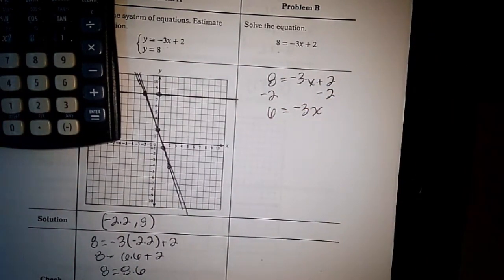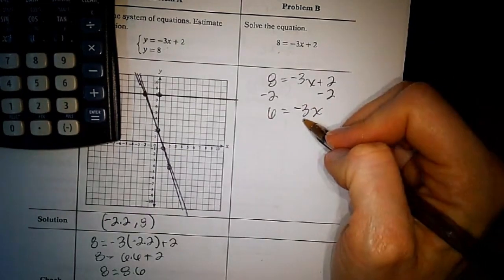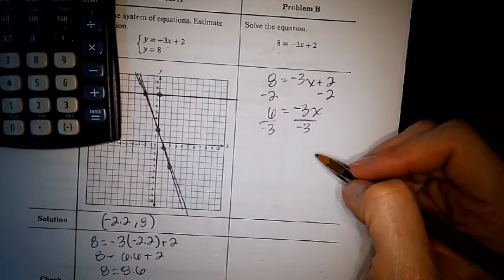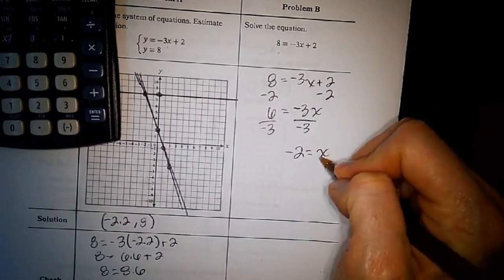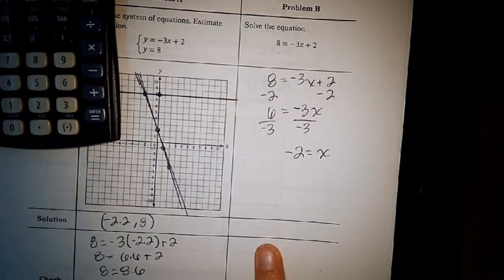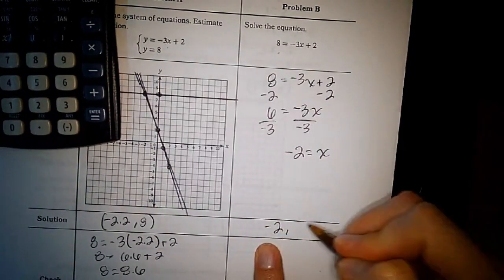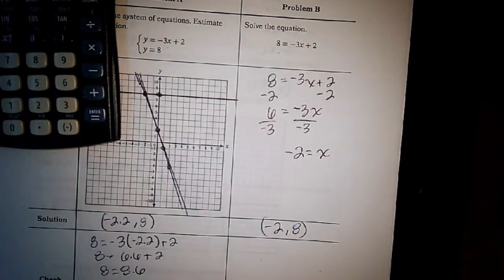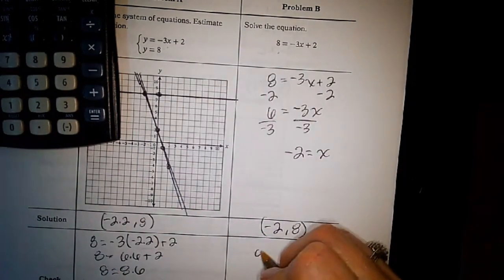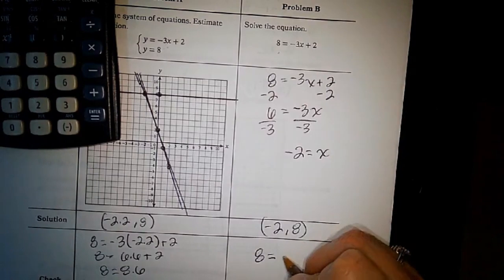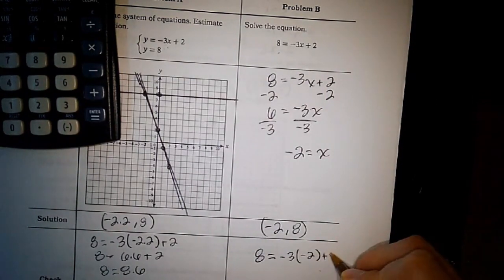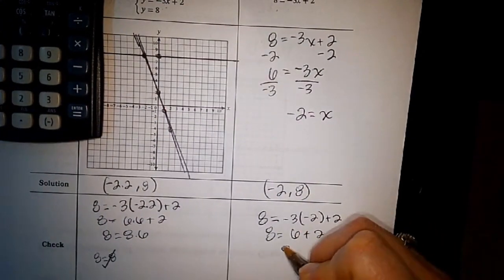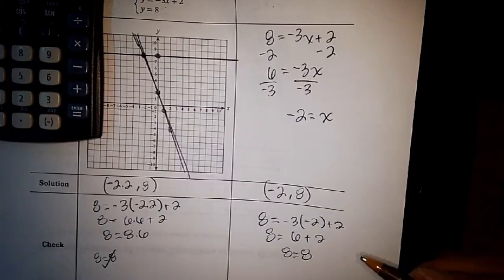Now what do I need to do? Divide. Who agrees with Joel? Divide by -3. 6 divided by -3 is -2 equals x. Okay, so what is our actual solution now? -2, 8. Let's check it. Ready? 8 equals -3 times -2 plus 2. 8 equals 6 plus 2. 8 equals 8. True or false?